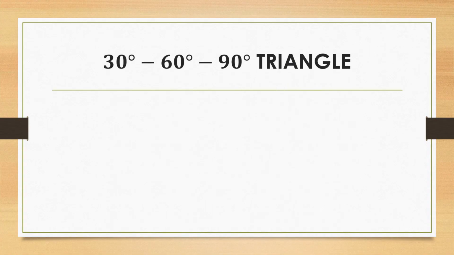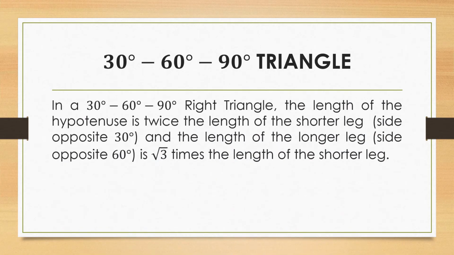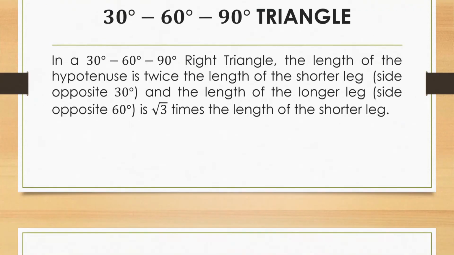Next. Okay, so let's discuss the 30, 60, 90 triangle. So, pag sinabi nating 30, 60, 90 right triangle, the length of the hypotenuse is twice the length of the shorter leg or the side opposite of the 30-degree angle. And the length of the longer leg or side opposite ng 60-degree angle is square root of 3 times the length of the shorter leg. Okay?